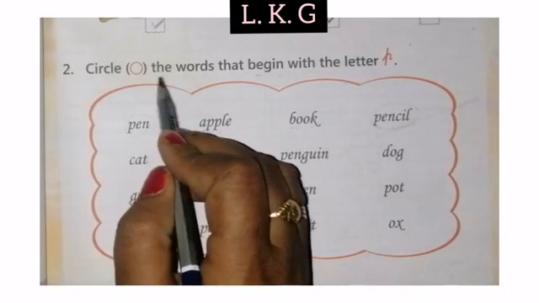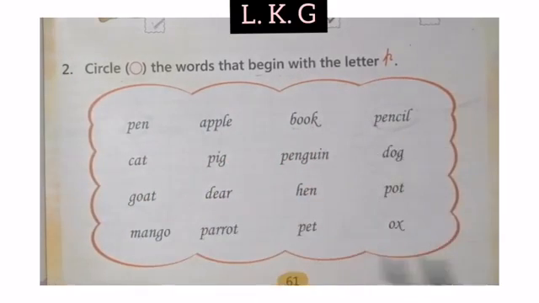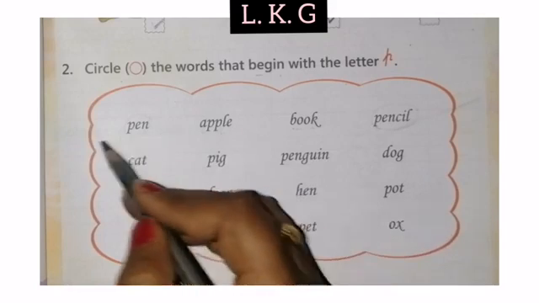Number 2. Circle the words that begin with the letter P. We will circle only those words that start with P.